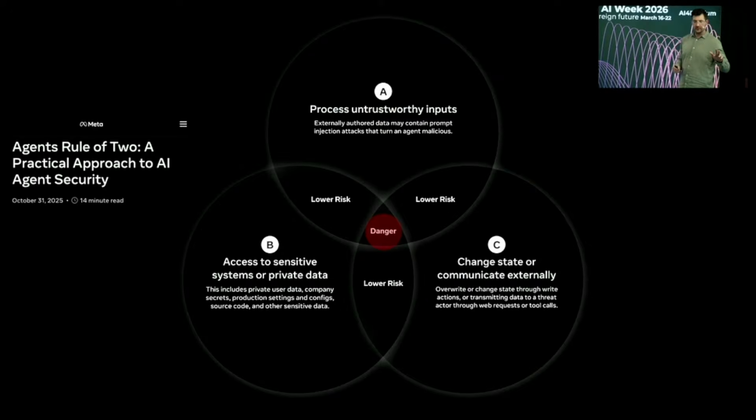What are the three ingredients? First, are you processing untrustworthy inputs? Second, does your AI agent have access to sensitive data? And lastly, can it communicate externally or change state? We'll briefly map this rule of two onto our AI agent diagram that we have.